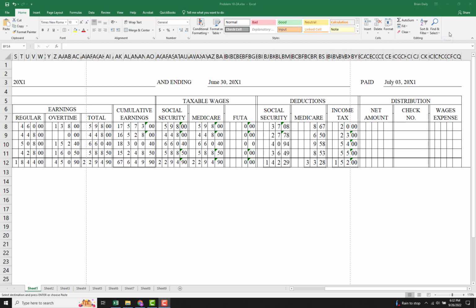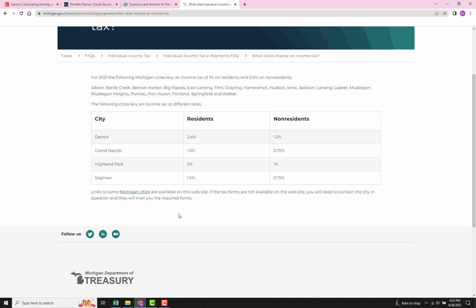And in Michigan, there are several cities that deduct an income tax. If we look at this web page on the State of Michigan website, we can see that there is quite a long list. Some local cities that charge an income tax include Grand Rapids and Walker, as well as Ionia and Muskegon. So there are local income taxes that could possibly be deducted. In fact, if you lived in Grand Rapids but worked in Walker, then you'd have both Grand Rapids and Walker income taxes deducted from your paycheck.